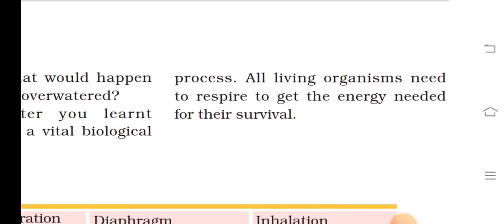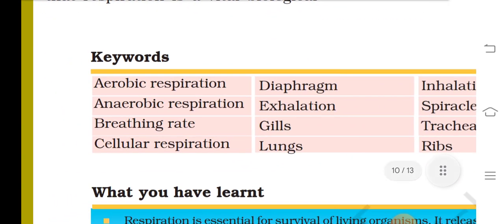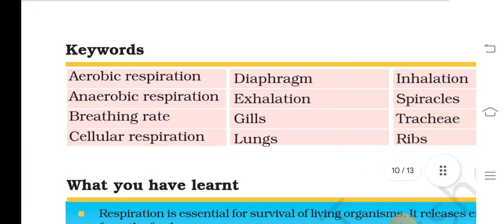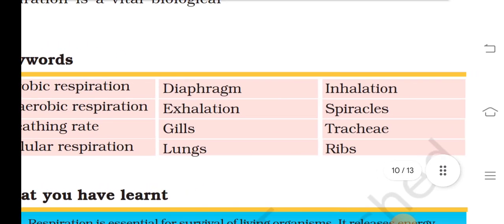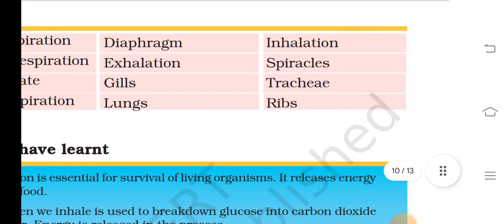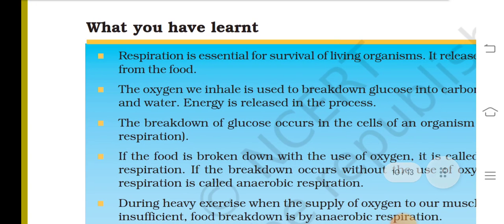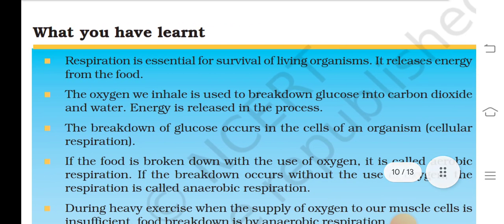In this chapter, you learned that respiration is a vital biological process. All living organisms need to respire to get the energy needed for their survival. Key terms: anaerobic respiration, breathing rate, cellular respiration, diaphragm, exhalation, gills, lungs, inhalation, spiracles, trachea, ribs. What have you learned? Respiration is essential for survival for living organisms.